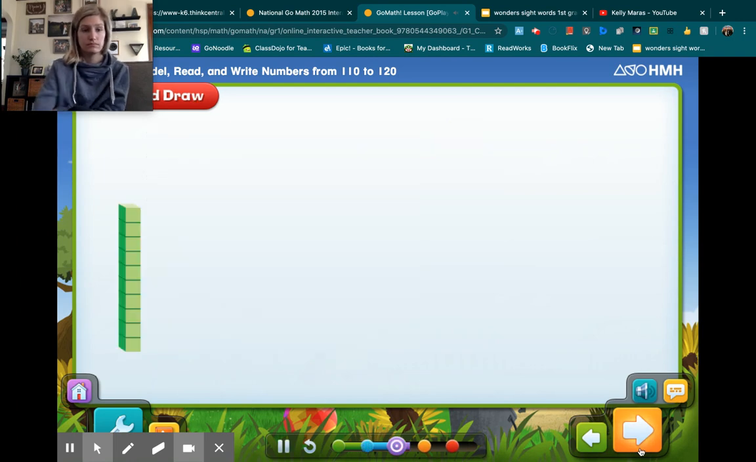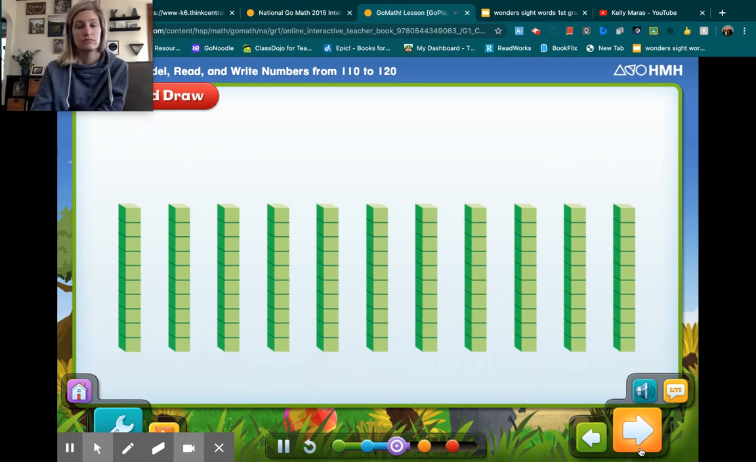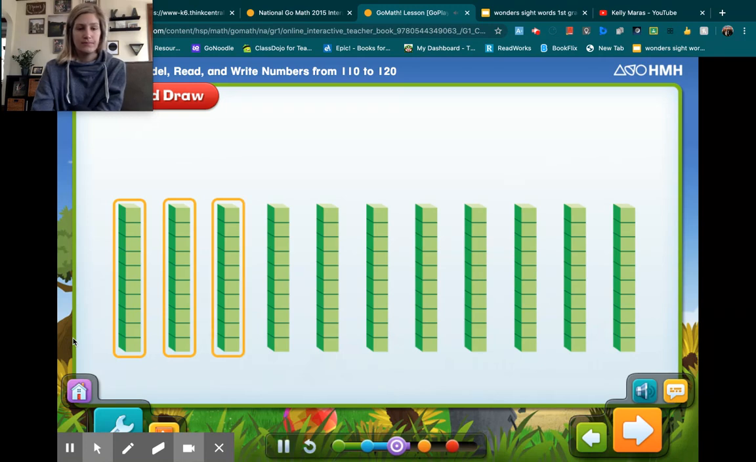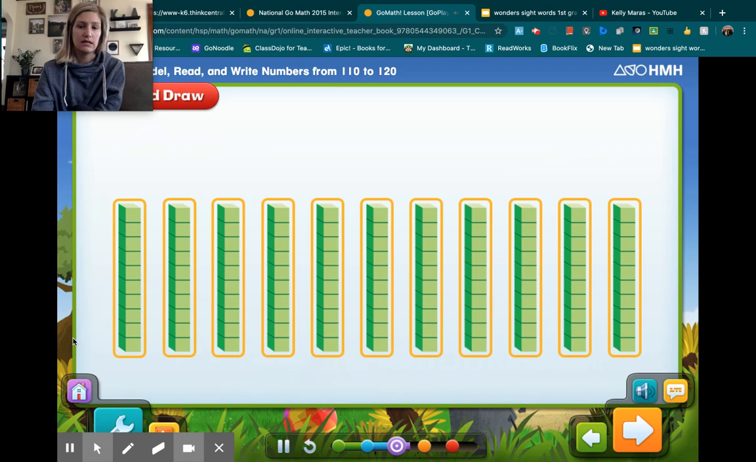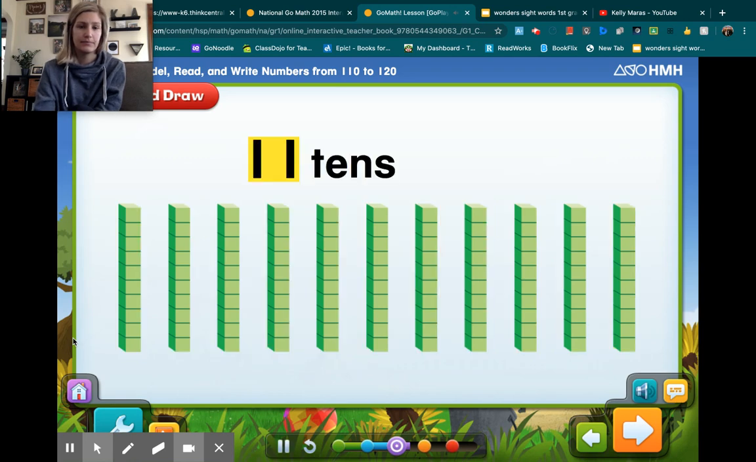This is a tens block. Each tens block is the same as 10. How many tens blocks does this model show? Let's count how many tens blocks. Remember, these are groups of 10. 1, 2, 3, 4, 5, 6, 7, 8, 9, 10, 11. There are 11 tens blocks.